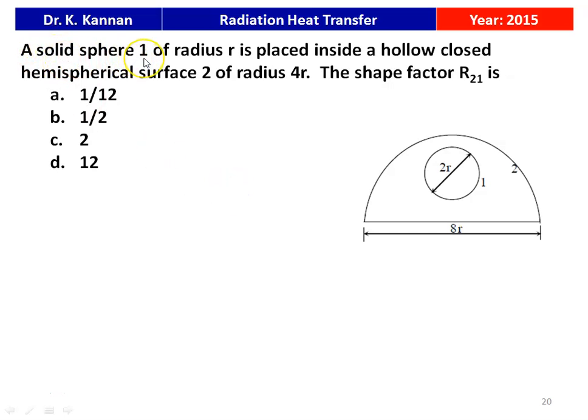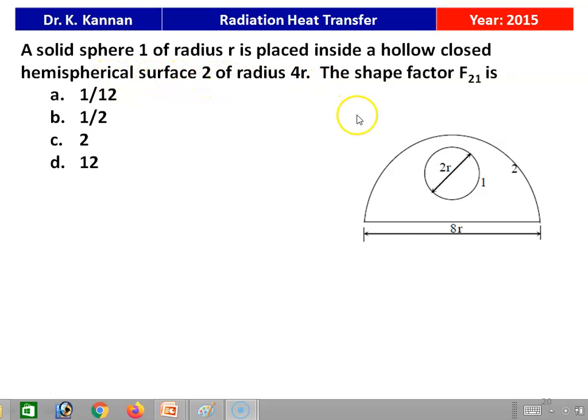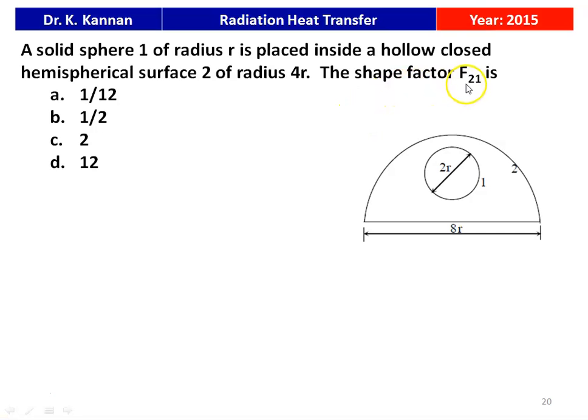A solid sphere 1 of radius r is placed inside a hollow closed hemispherical surface 2 of radius 4r. The shape factor F21 is 1 by 12, 1 by 2, 2, and 12. So, there are 4 options. We have to calculate shape factor F21.